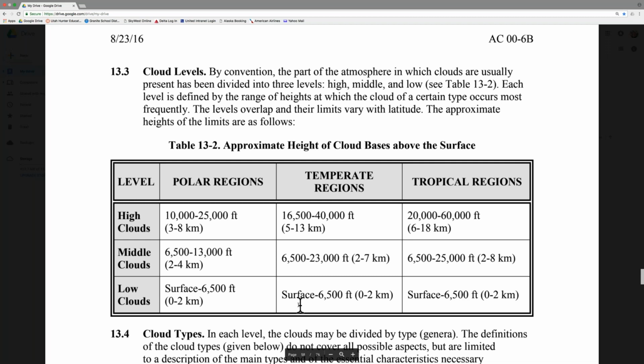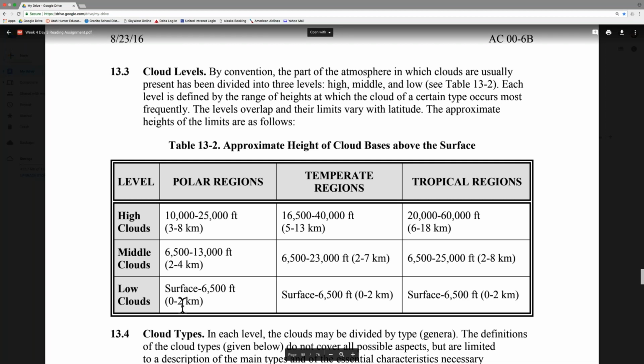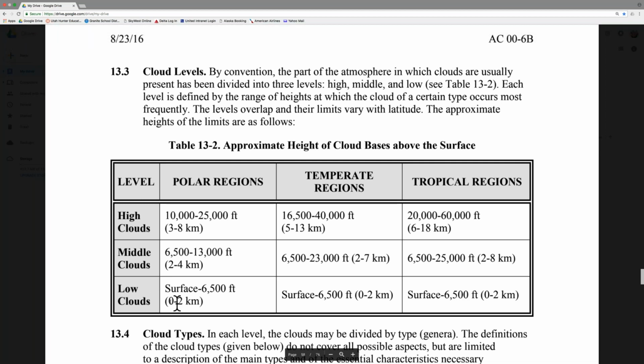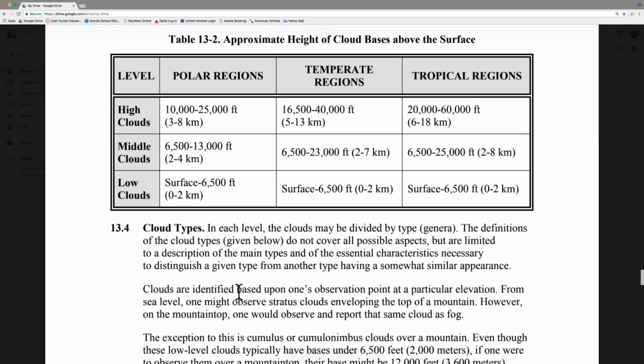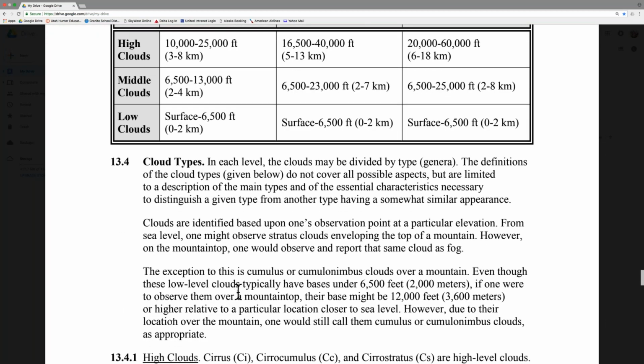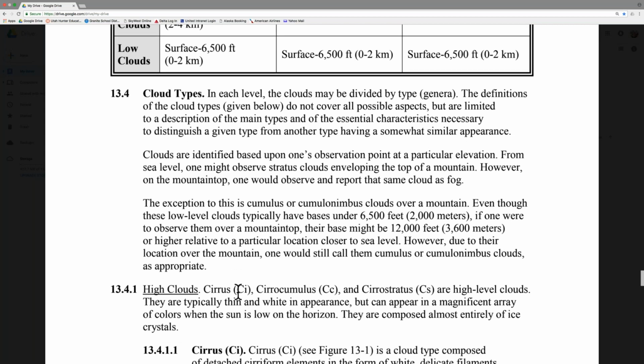Low clouds, they're pretty much going to be the same across the board because they're low clouds, and the troposphere is a lot taller than 6,500 feet. But yeah, so the different cloud types.